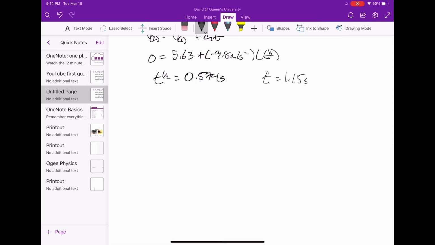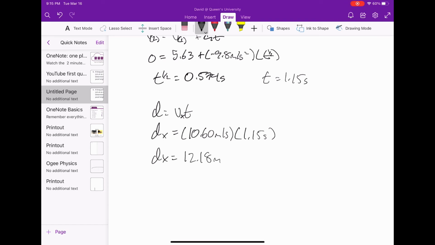So the x distance is easier to find, so why don't we just do that first, where our distance is just our velocity times time. We have our velocity, we have our time, so our distance x is 10.60 meters per second. As I said before, the x velocity doesn't change during the flight unless there's wind resistance, which we're not worrying about in this question. And our time is 1.15 seconds. Do the simple math, and that means our long jumper is traveling 12.18 meters. Pretty good jumper you have here.